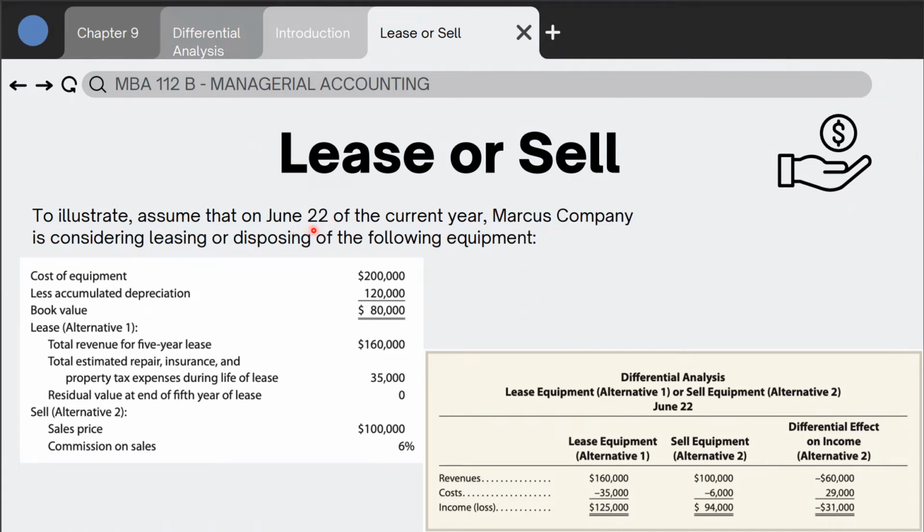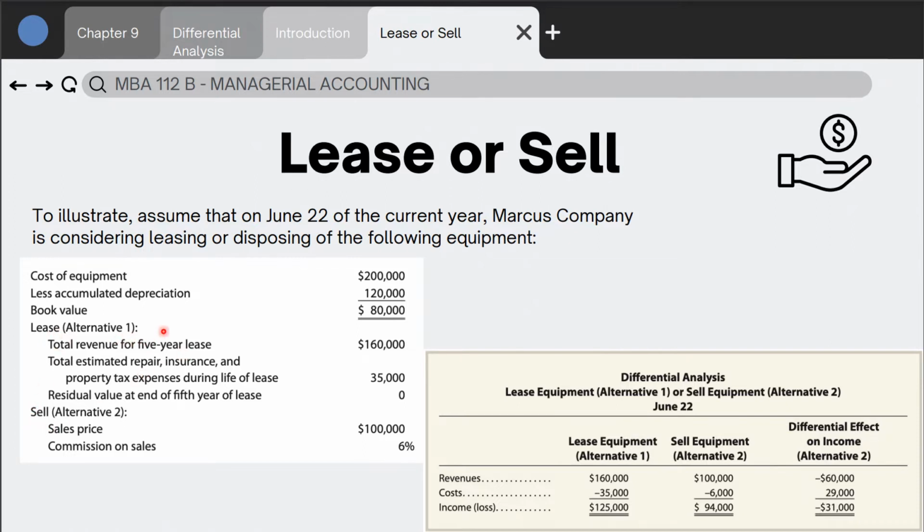So assume that on June 22 of the current year, Marcus Company is considering leasing or disposing of the following equipment. So in this initial data here, we have the cost of equipment of 200,000. We have the depreciation amount of 120,000, and we have two alternatives, which will be to lease or to sell.